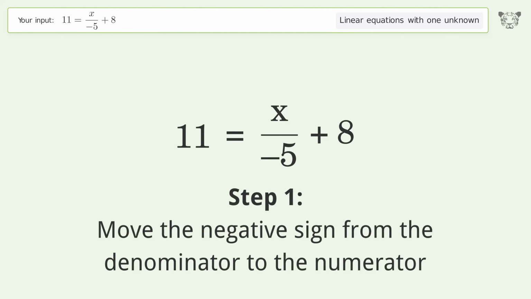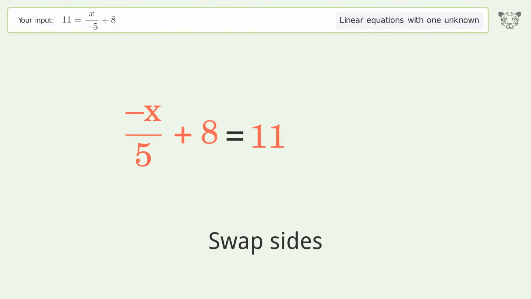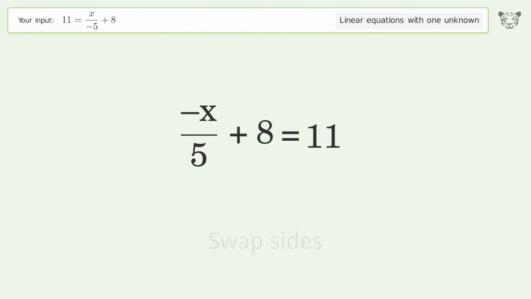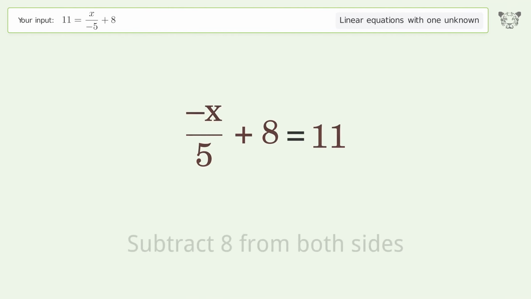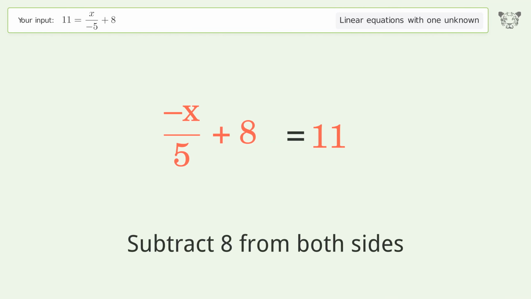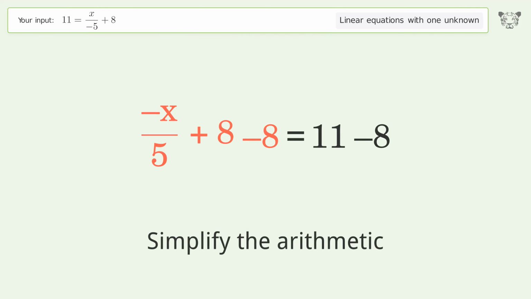Move the negative sign from the denominator to the numerator. Swap sides. Group all constants on the right side of the equation. Subtract 8 from both sides. Simplify the arithmetic.